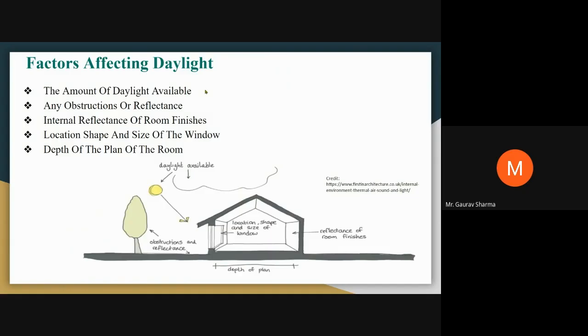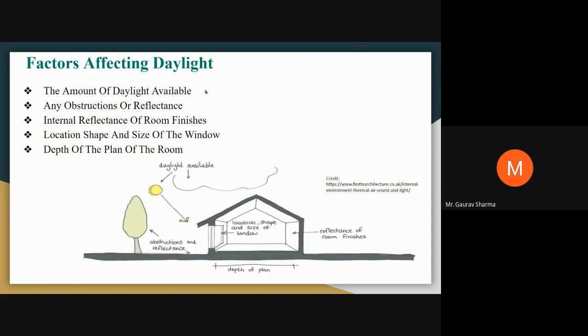If I talk about the different factors of lighting, the factors which affect the lighting condition, it is very easy for you. As we are talking about daylight, that means natural light, it solely depends on the weather conditions, right? If the weather is cloudy, the lighting condition will be somewhat disturbed. The light will not be in the amount which we require. So the amount of daylight available is decided by cloudy weather and these things. Then there are any obstructions or the reflectance.